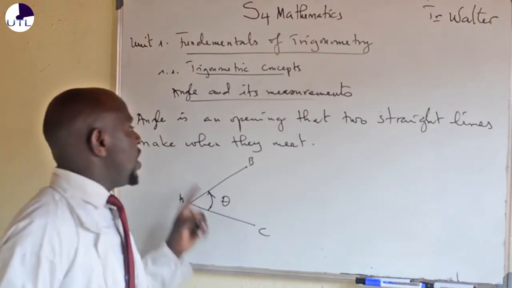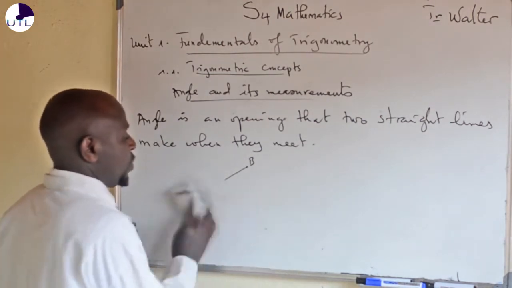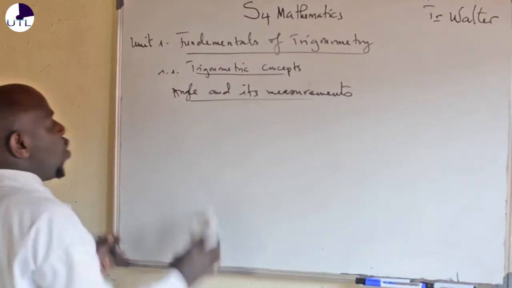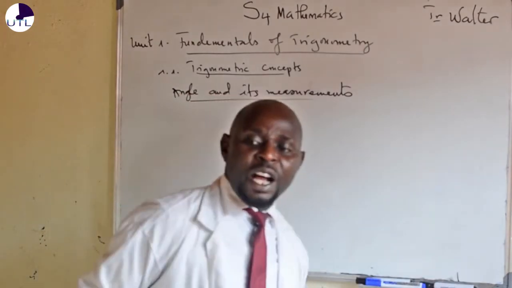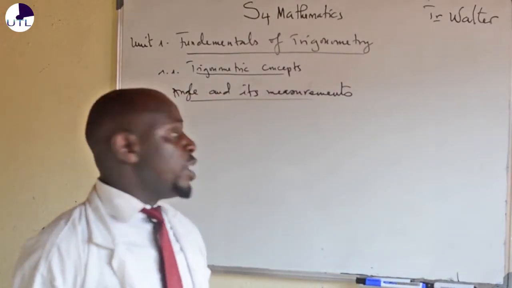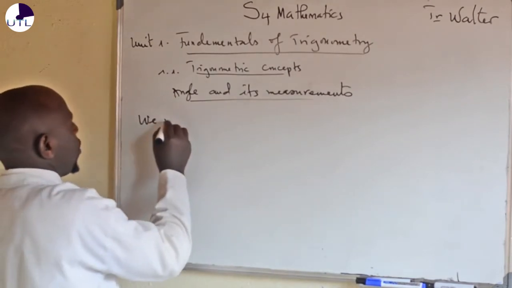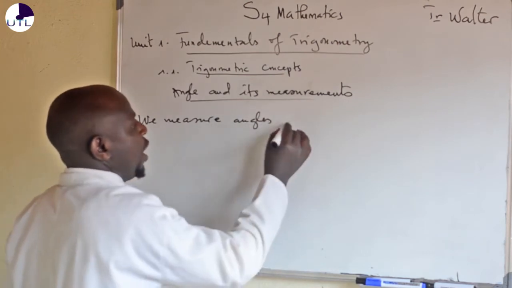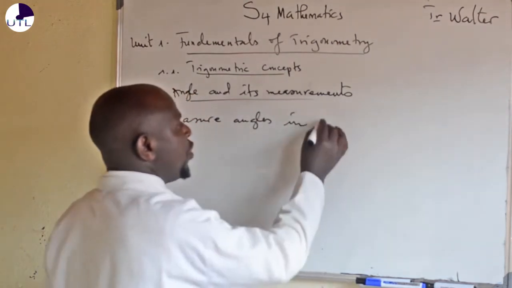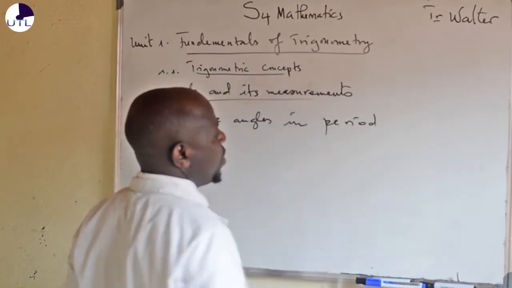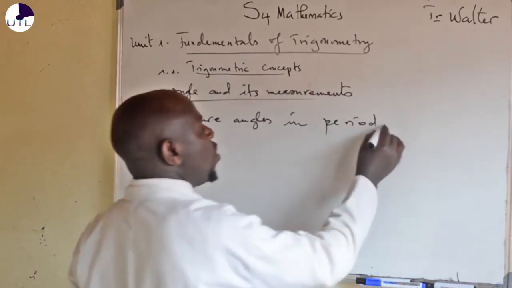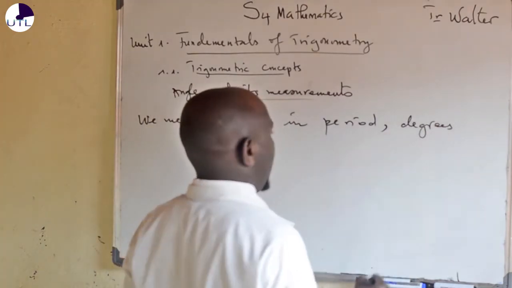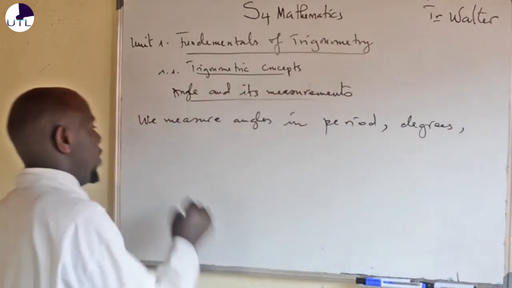So we now move on to see the measurements of an angle. Ladies and gentlemen, we shall see that we can measure angles in different units. Angles can be measured in what? First, we can measure angles in periods. We can also measure angles in degrees. They can also be measured in radians.